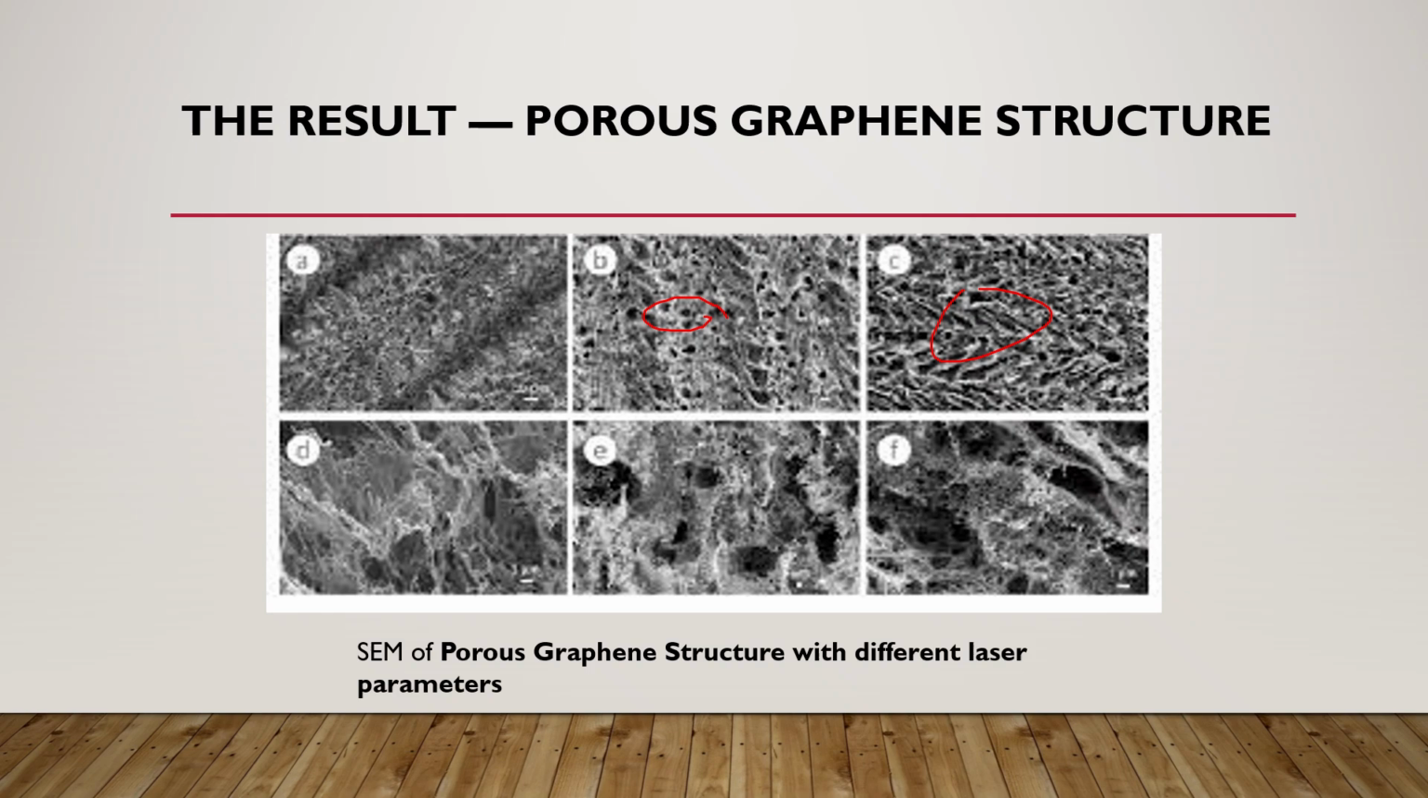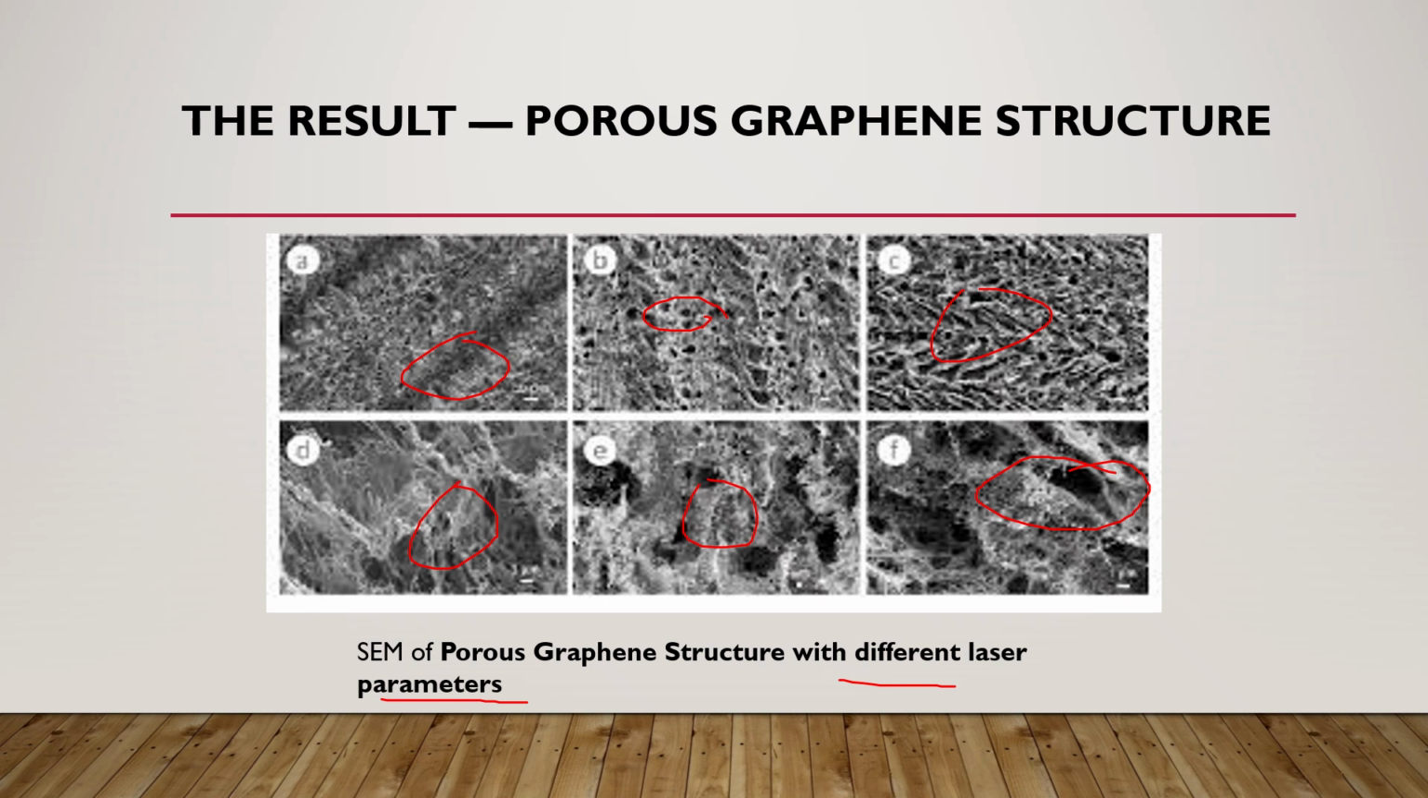This kind of structure we get from LIG actually depends on different laser parameters. When you set different laser parameters, you will get different kinds of porosity. This porosity actually helps. It gives a higher surface area of the graphene, which is used in different applications, for example sensors, supercapacitors, electrocatalysis. So these pores are actually not bad. They are actually good quality for graphene.